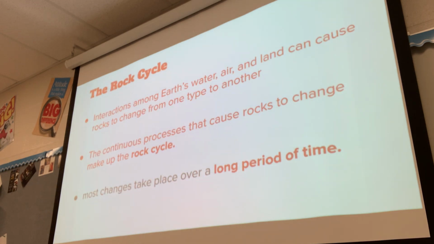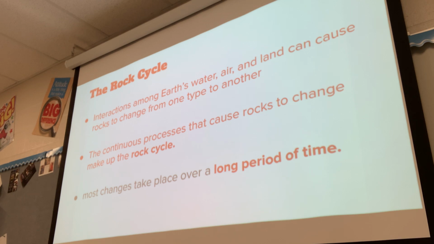All right, so the rock cycle is the interaction amongst Earth's water, air, and land that can cause rocks to change from one type to another. The continuous process that causes rocks to change makes up the rock cycle. And most of this is going to take place over a long period of time. Again, we're talking thousands of years for these rocks.